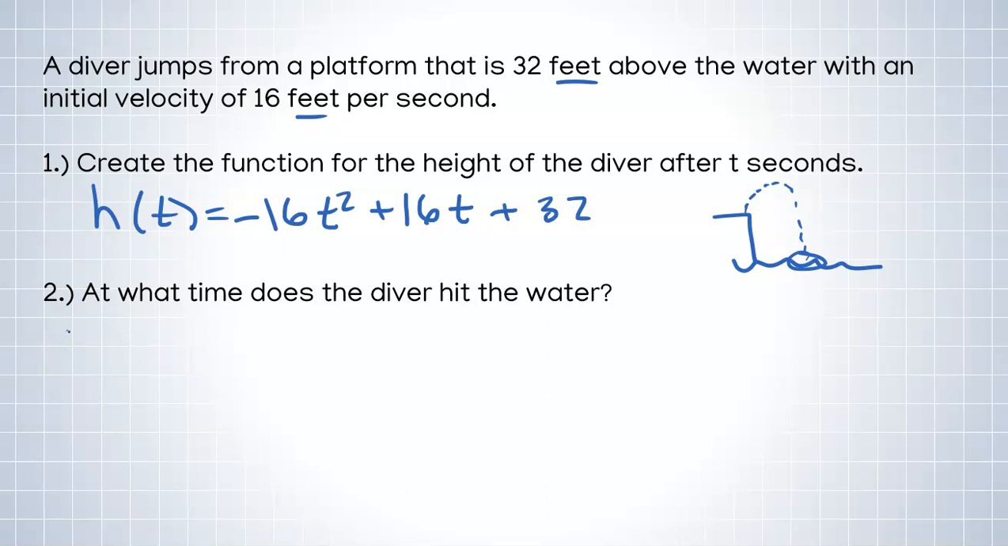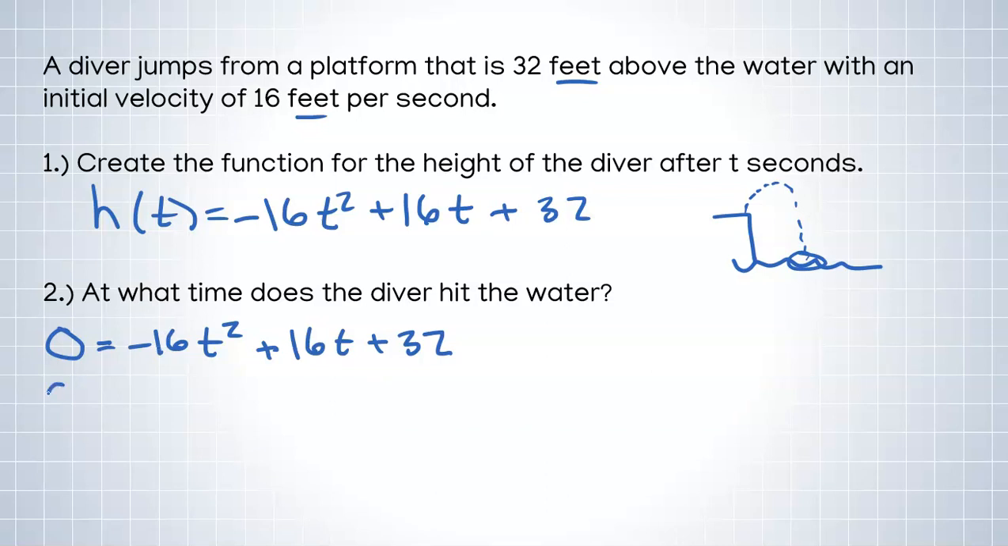So if we take our height function and set the height as 0, we could then solve to find the time, t, that creates a height of 0. And if the height of the diver is 0, that diver has hit the water. So this is actually an algebra problem. It's nothing to do with derivatives yet.